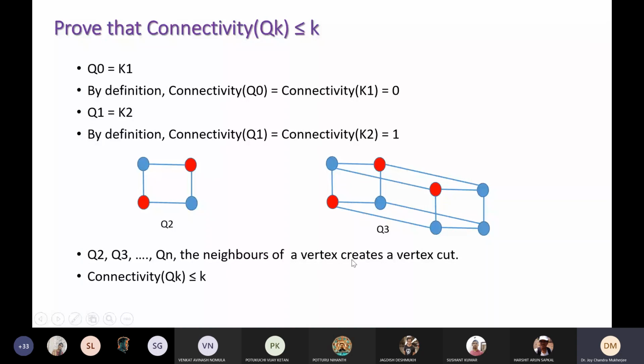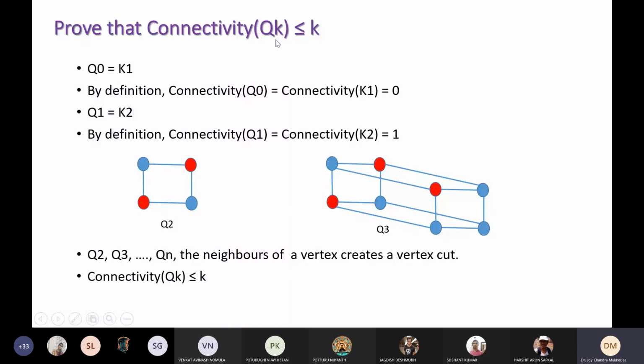Just as this vertex's neighbors, these two red vertices, create a vertex cut, and this vertex's neighbors, these three red vertices, create a vertex cut, definitely the connectivity of Qk is at most k. That many will always be there.